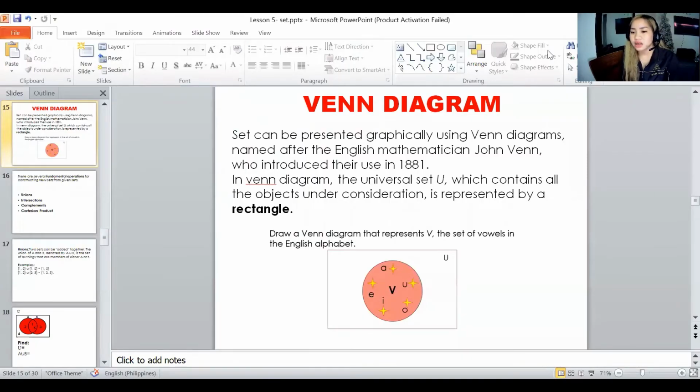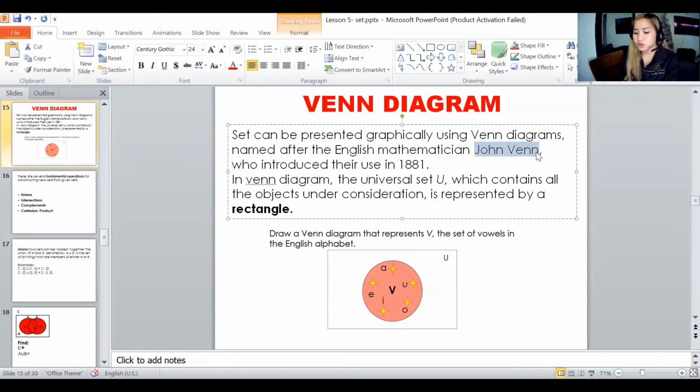Okay, for the Venn diagram, sets can be presented graphically using Venn diagrams. Kung kanina po gumamit tayo ng roster, tapos list notation, ito yung Venn diagram is isang way para mag-present ng set. So, it is named after the English mathematician John Venn. Ayan, si John Venn po yung nag-introduce ng Venn diagram noong 1881. Ayan, pakitandaan ha, 1881, introduced by John Venn.